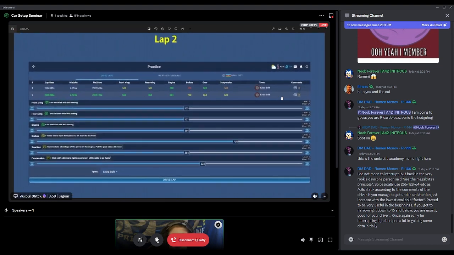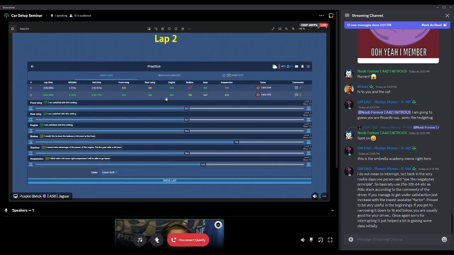So this is the second lap. As you can see, I used the values that I showed in the previous slide to move towards the range in the case that we weren't already inside the range, which were the wings. I added 63. The brakes, I added 250. And the suspension, I added 125. In the case of the engine and the gearbox, we were already in the green. We were already inside the range.